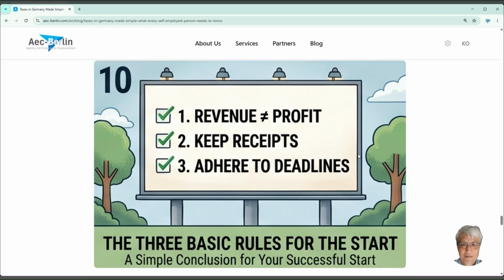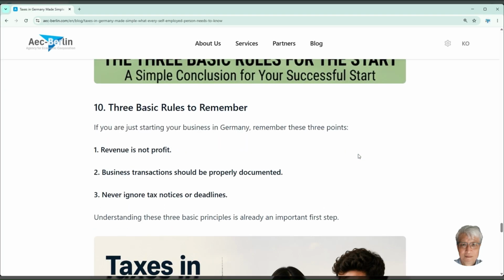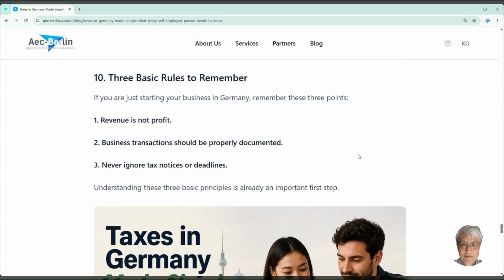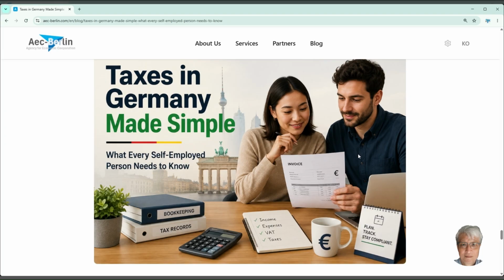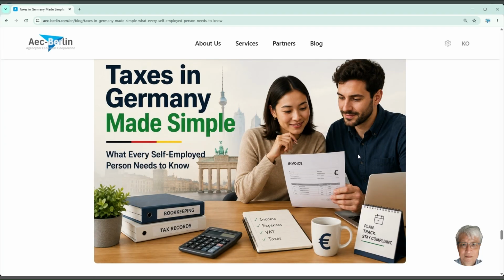10. Three basic rules to remember. If you are just starting your business in Germany, remember these three points. 1. Revenue is not profit. 2. Business transactions should be properly documented. 3. Never ignore tax notices or deadlines. Understanding these three basic principles is already an important first step.